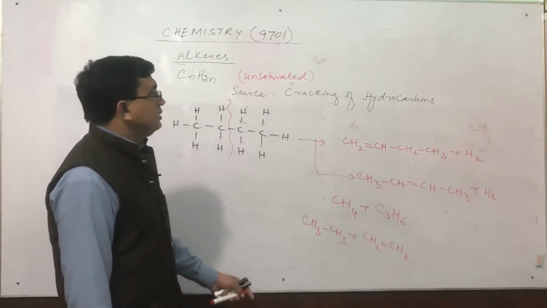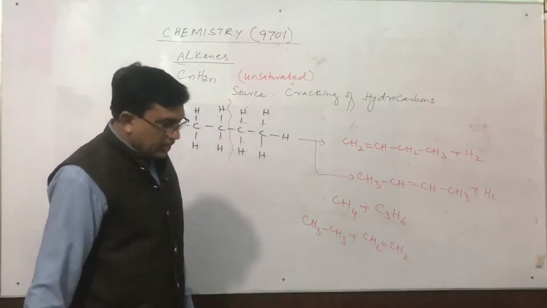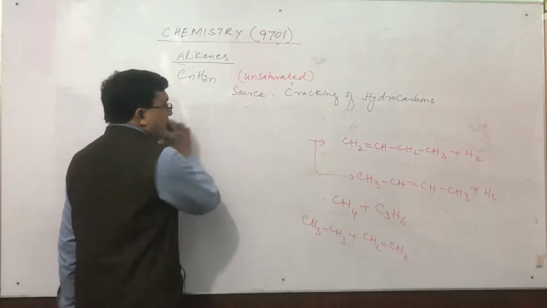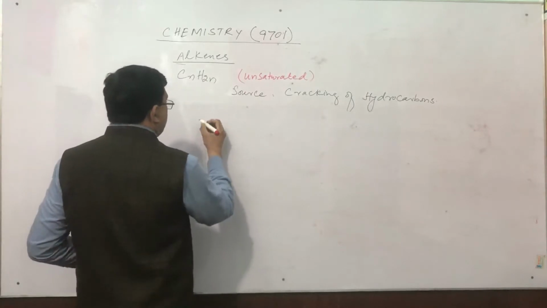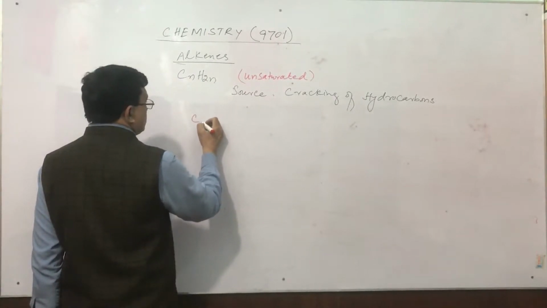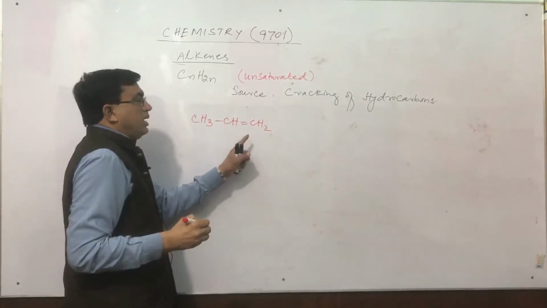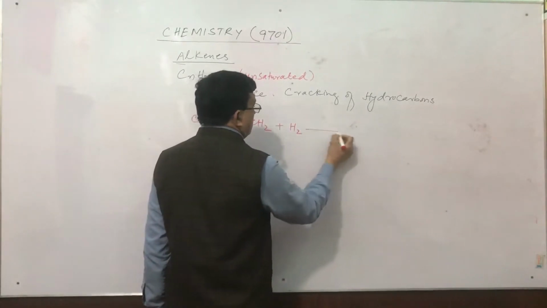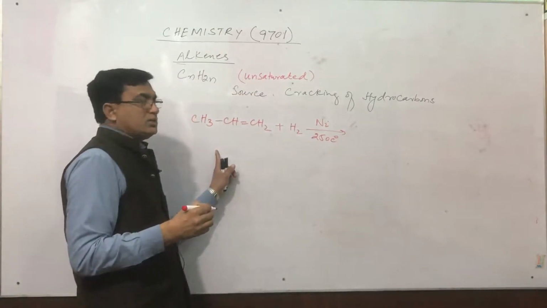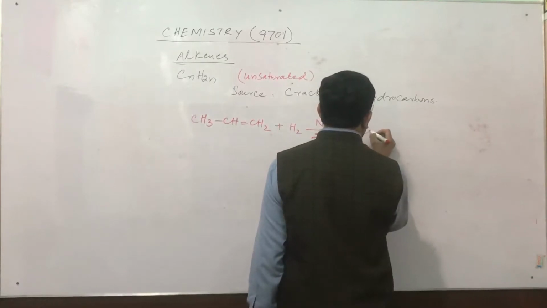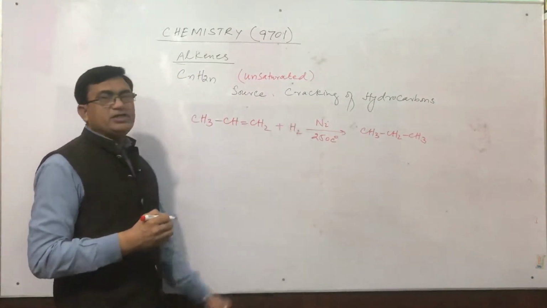In our previous lectures we have already discussed the addition reactions of alkenes. Briefly, we can say that an unsaturated hydrocarbon, CH3CH=CH2, by catalytic hydrogenation can be converted into an alkane, a saturated hydrocarbon. This is an example of an addition reaction.